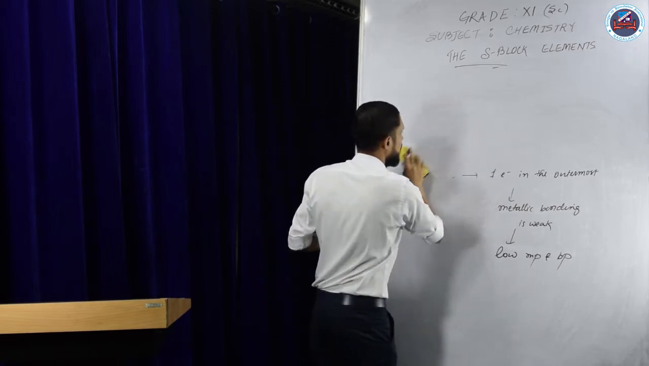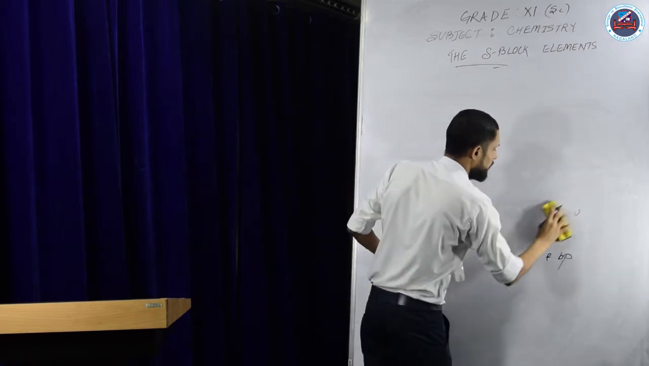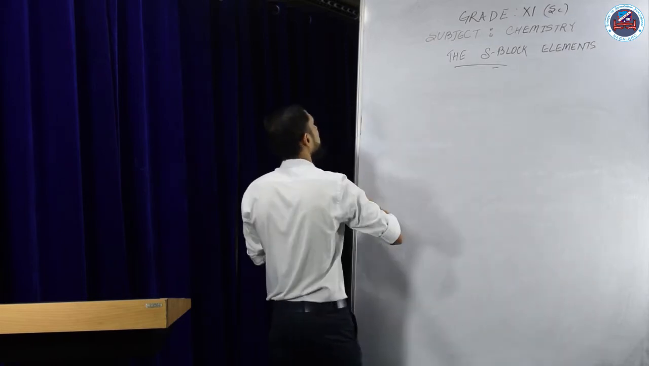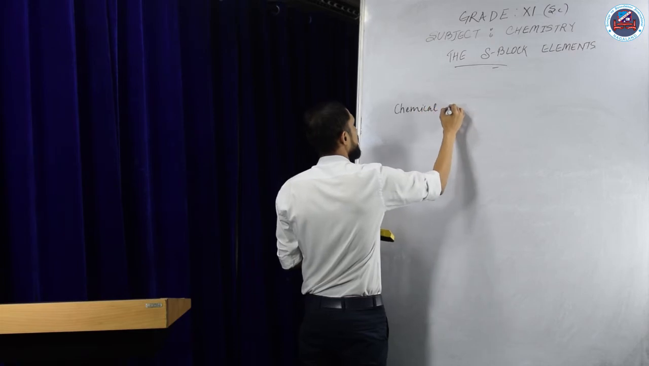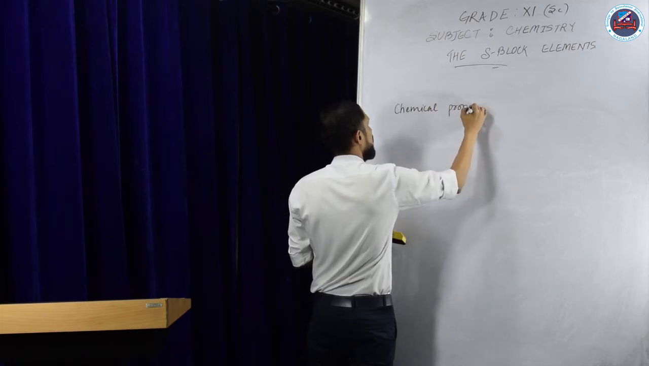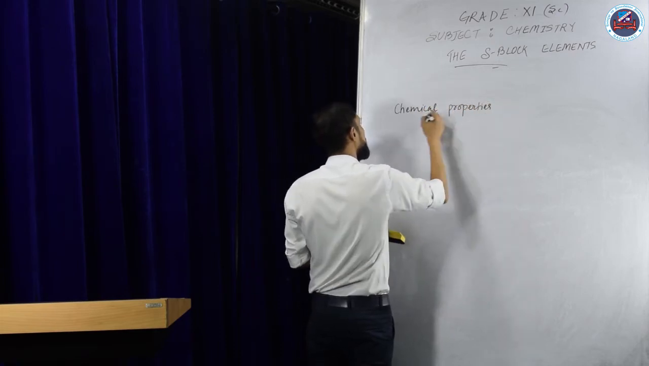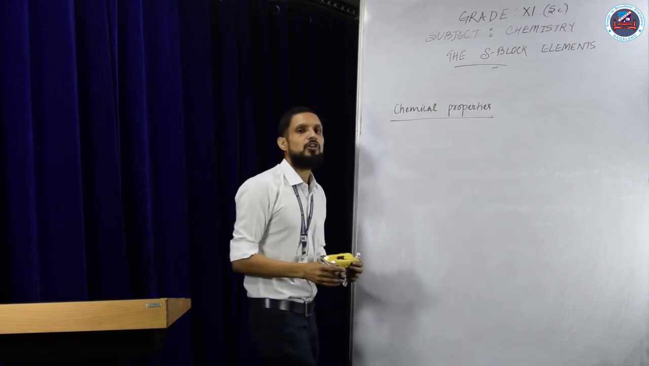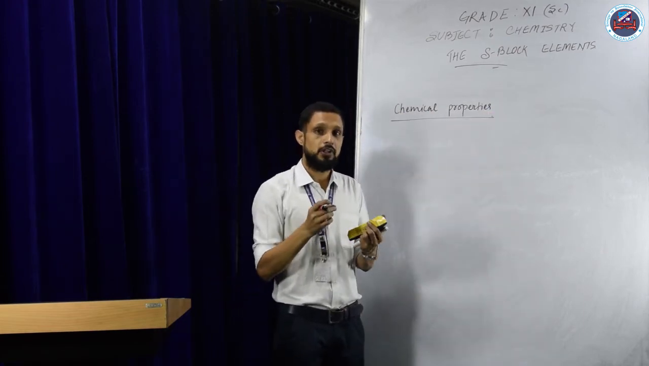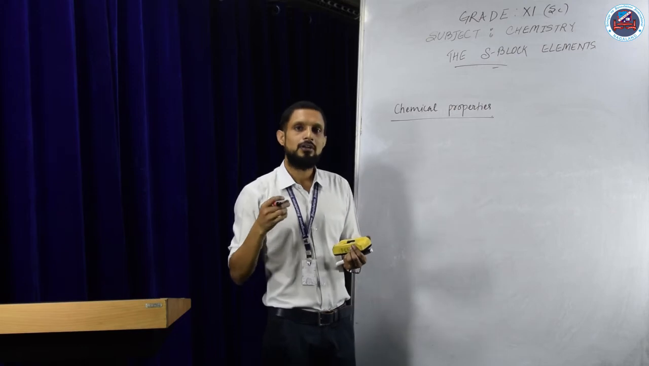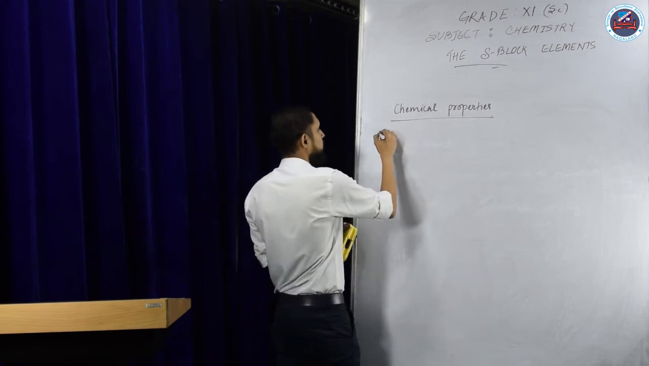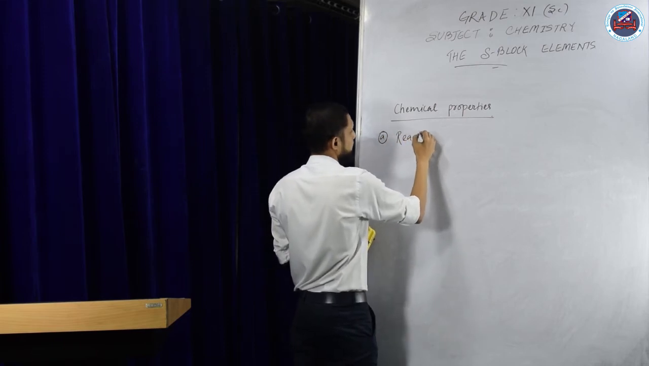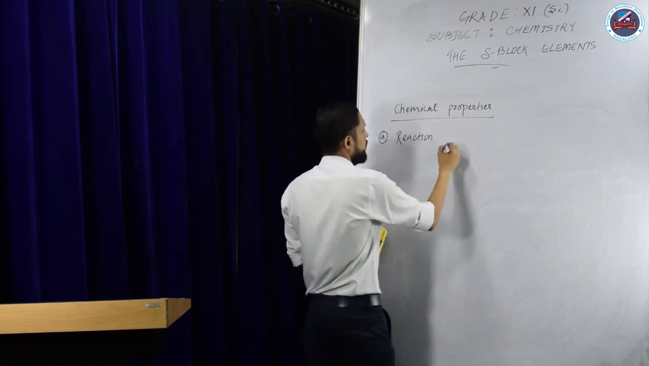Next, let us study the chemical properties of alkali metals. When it comes to chemical properties, we have to study the reaction of alkali metals with air, water, dihydrogen, and halogen. So we'll first start with the reaction with air.